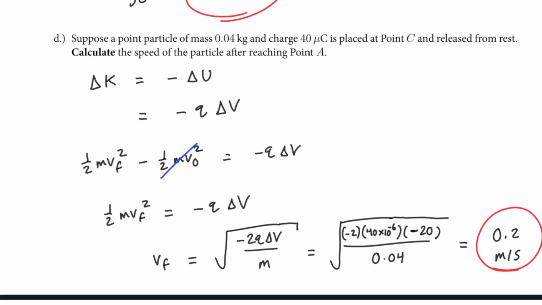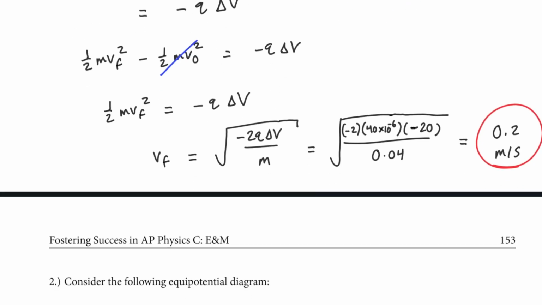Now, you could have computed delta K first and you just get a positive number and it might be easier. So maybe instead you just calculated delta K and then did something like vf equals the square root of 2 times K over m. That would have totally worked, because you could have calculated this delta K as negative 40 microcoulombs times negative 20 volts, and you'd get something that works out.